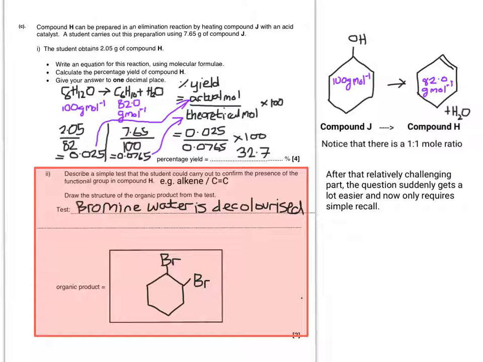So when it says draw the structure, you could have done it as a displayed formula, you could do it as a skeletal formula, or any combination thereof. Essentially, because it's not telling you to use molecular formulae, for example, like it did earlier on in the question, this time it gives you a bit of a break and says, look, just draw it any way you want, so long as it makes sense and it's not confusing.